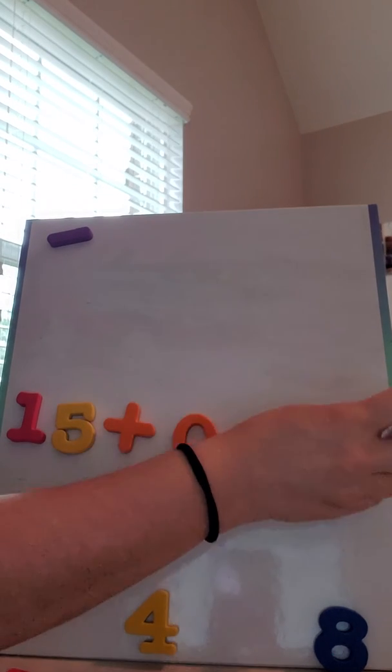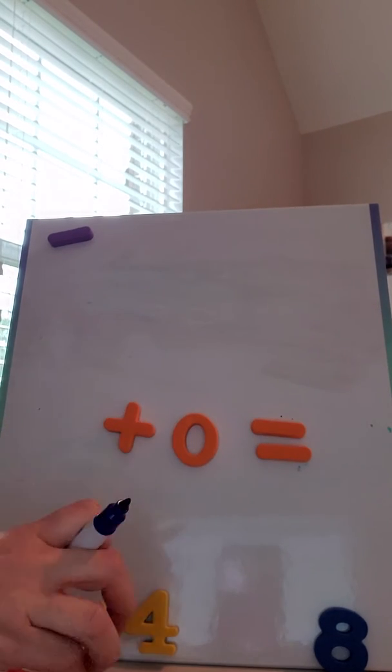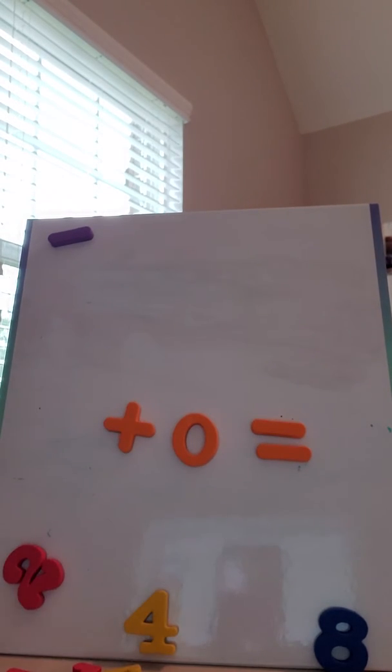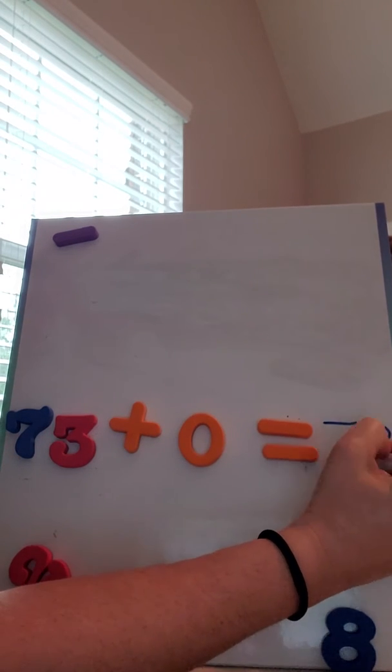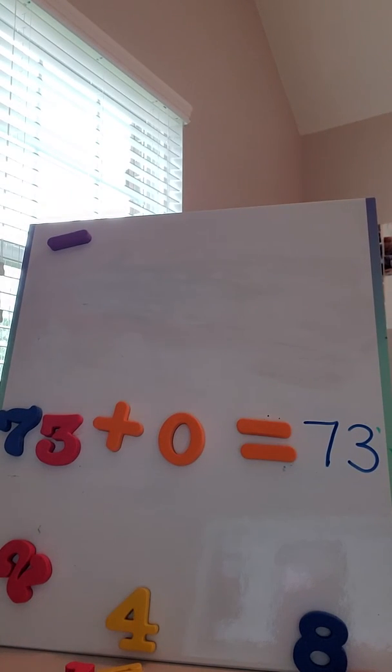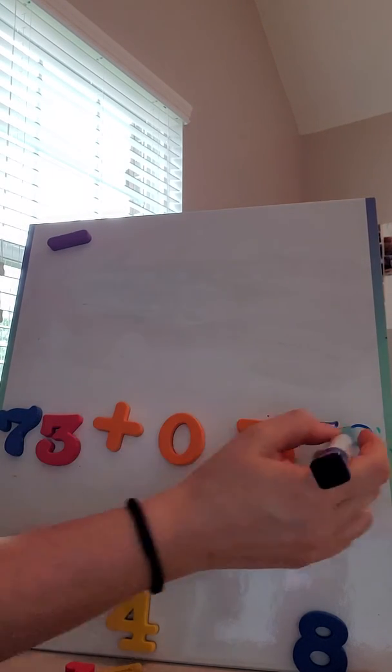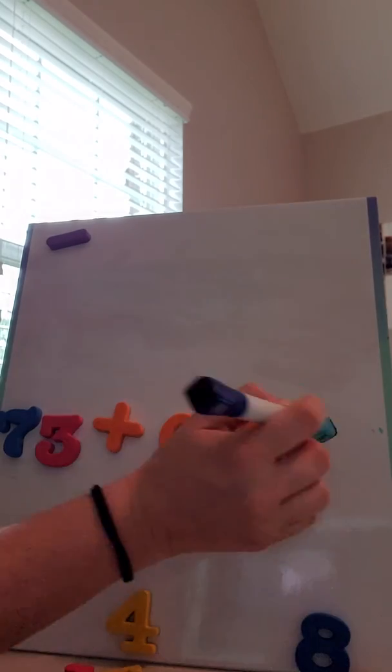Okay? All right, last one, and then we're going to move on to subtraction. I'm going to give you a really big number. About 73 plus 0. What does it equal? Great work. You guys are pros. 73. There you go. All right. Great work, boys and girls.